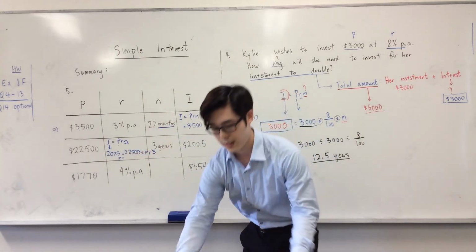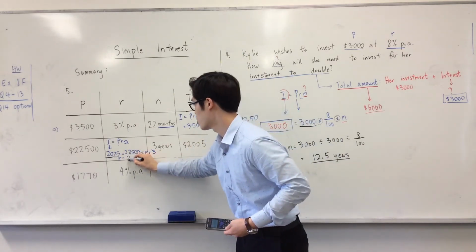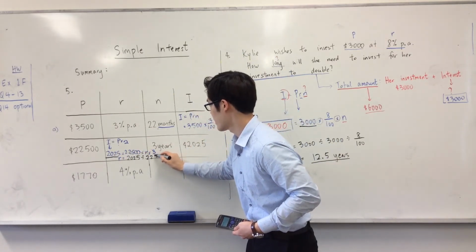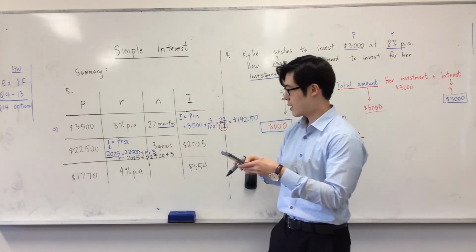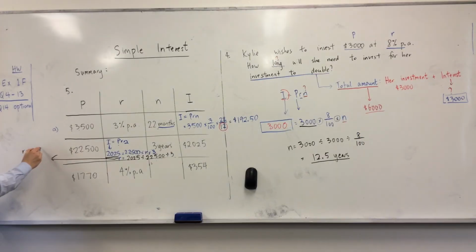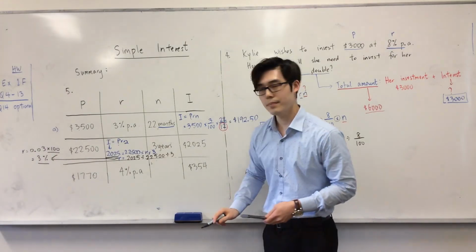So how do I find R from here? Divide everything to one side. Alright, starting with the number on the other side first. So 2025 divided by 22500, divided by 3. And if I do that, I get 0.03. And what did I tell you about the rate? Got to times that by 100. And that's 3%. Alright, final question here. We need to find N.